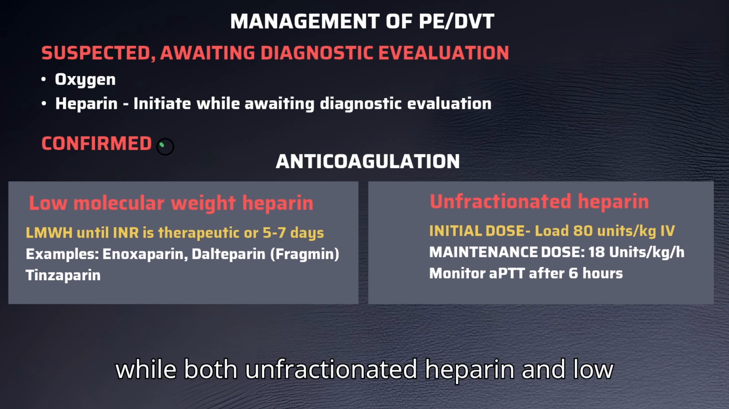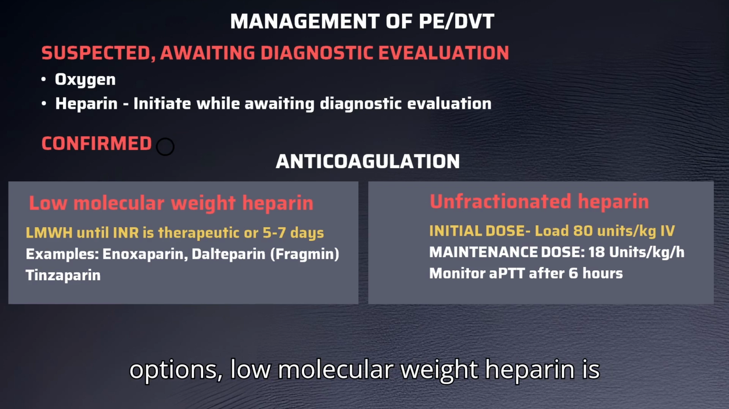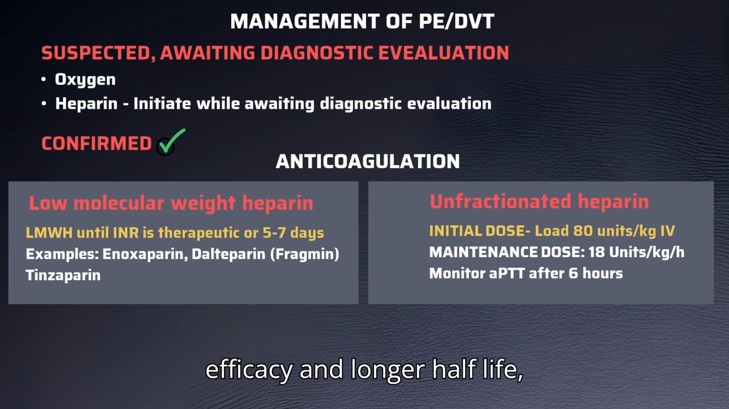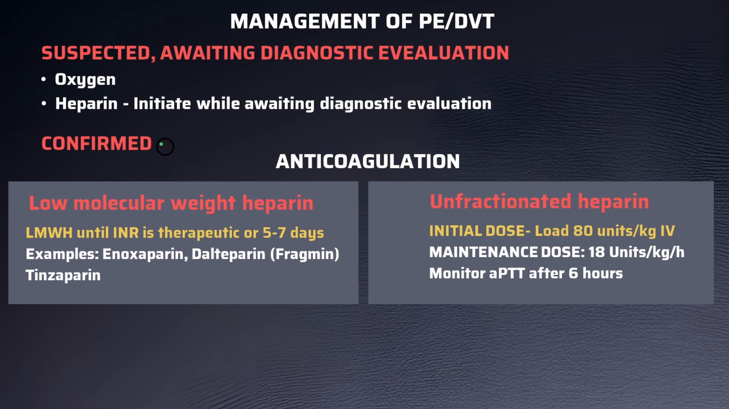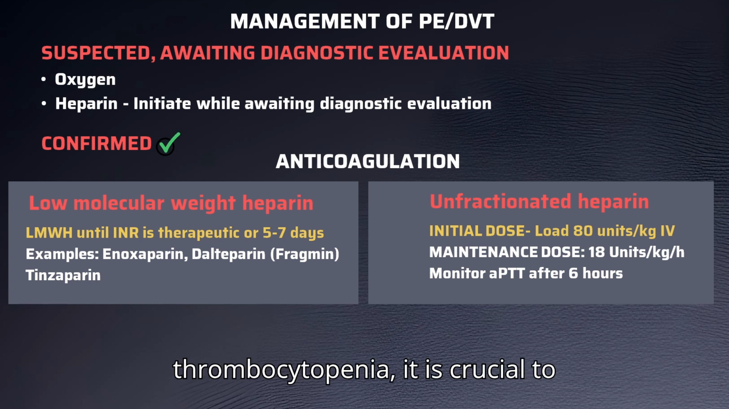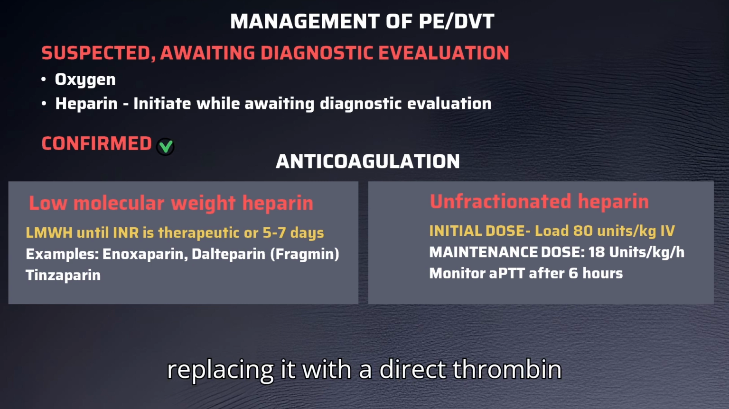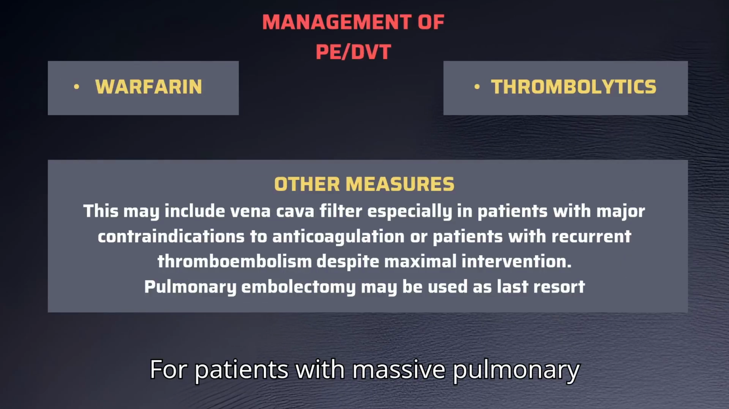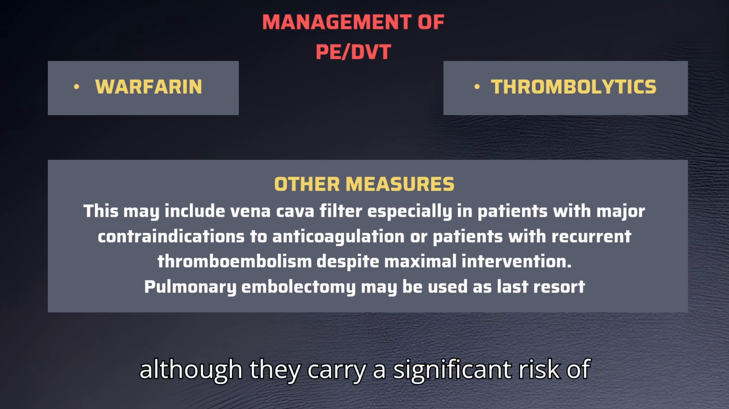So, while both unfractionated heparin and low molecular weight heparin are effective options, low molecular weight heparin is often preferred due to its comparable efficacy and longer half-life, allowing for less frequent dosing. In the event of heparin-induced thrombocytopenia, it is crucial to promptly discontinue heparin to prevent further complications by replacing it with a direct thrombin inhibitor. For patients with massive pulmonary embolism, thrombolytics may be indicated, although they carry a significant risk of bleeding.